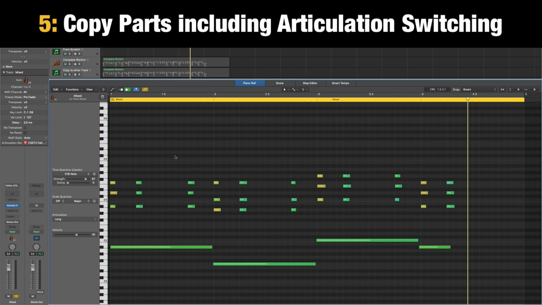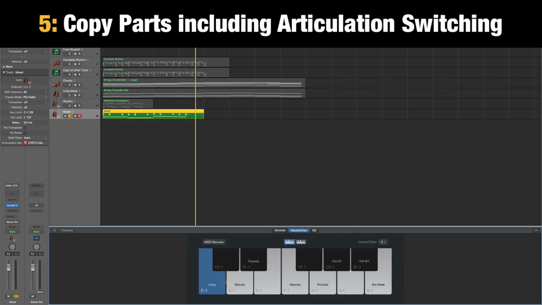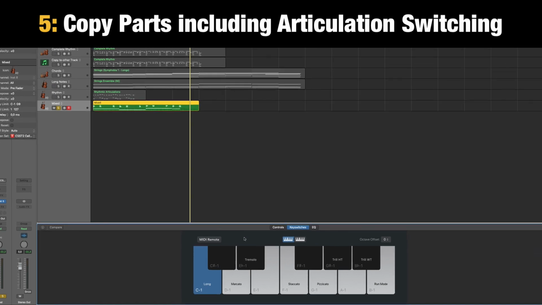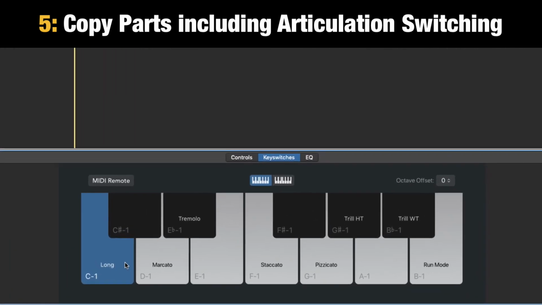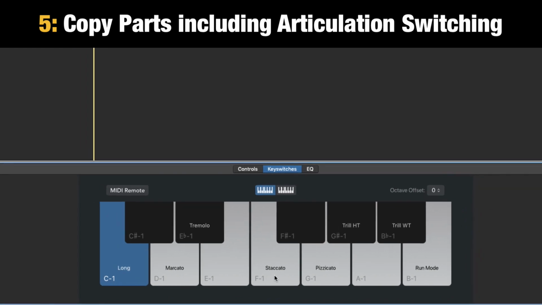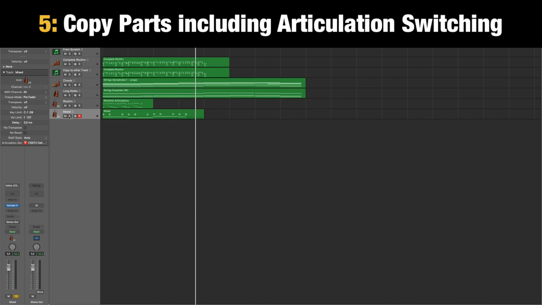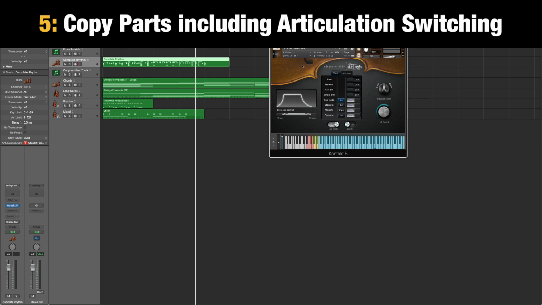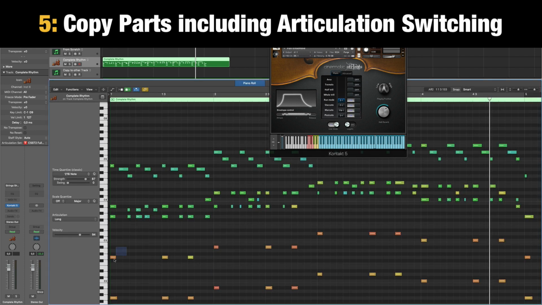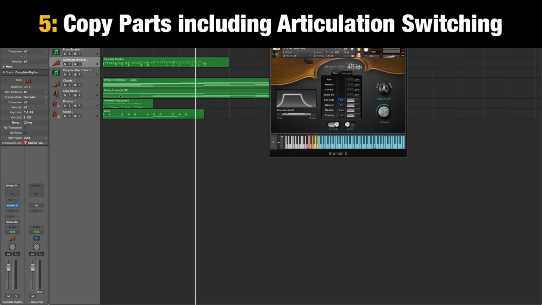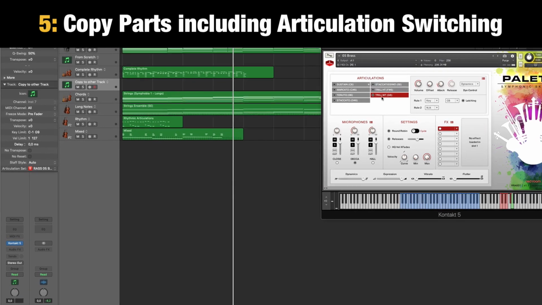5. Copy parts, including articulation switching. So this is really cool. Not only do you have complete control in setting the articulations per note, but since Art Conductor uses somewhat of a standard way to have all the main articulations, so the longs are always on this one, staccato on this one, and so on. It works very well to simply take a part like this one, this string library here, and I have used marcatos, staccatos, and in this case run mode. Of course, the run mode is not present in the brass library, but I will show you anyway.